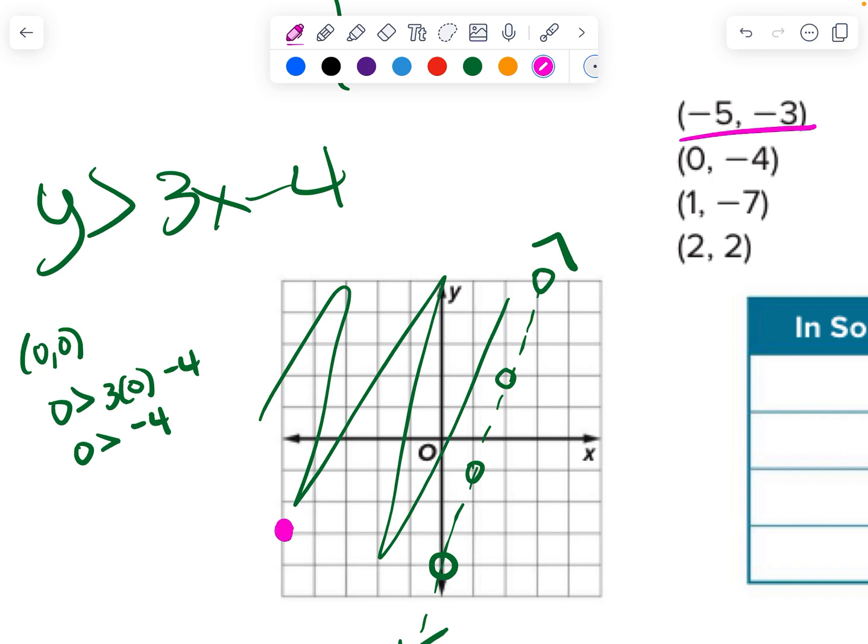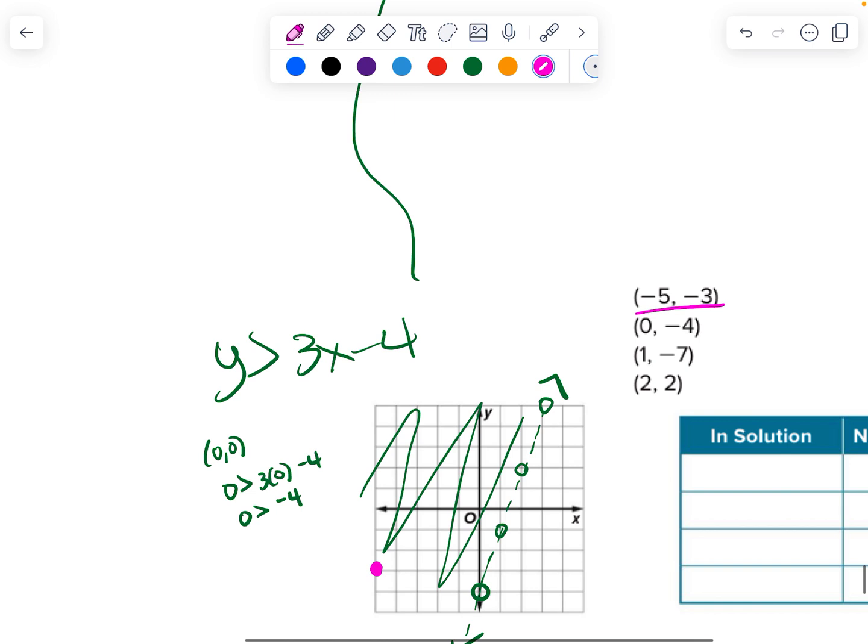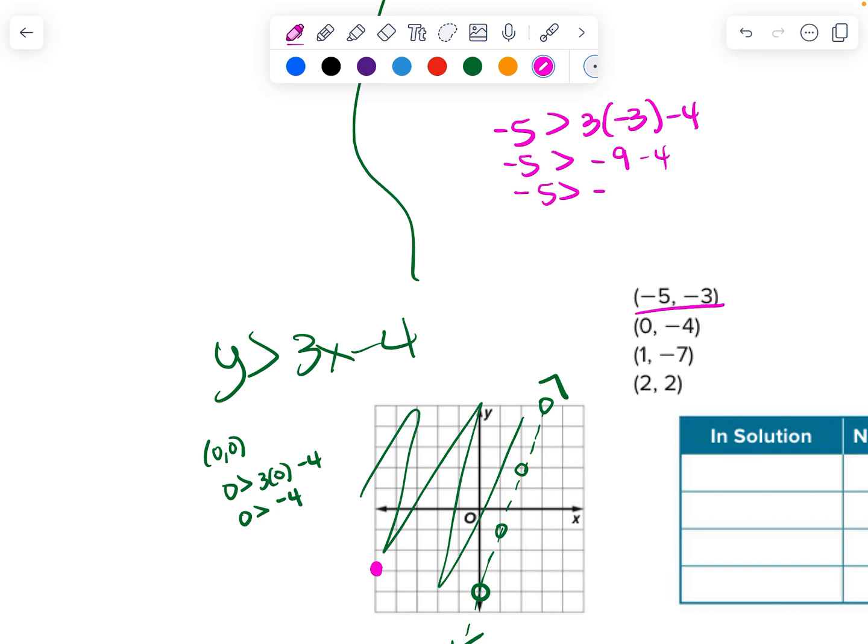It is. Now, could I have plugged that in? Sure, I could have plugged that in. -5 greater than 3 times -3 minus 4. So is -5 greater than -9 minus 4? So is this a true statement? That is a true statement. So that is in the solution. So -5, -3.